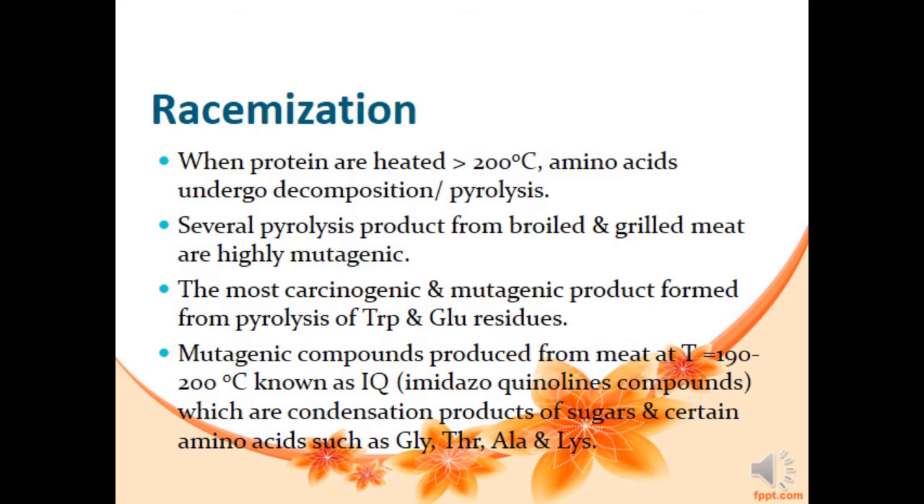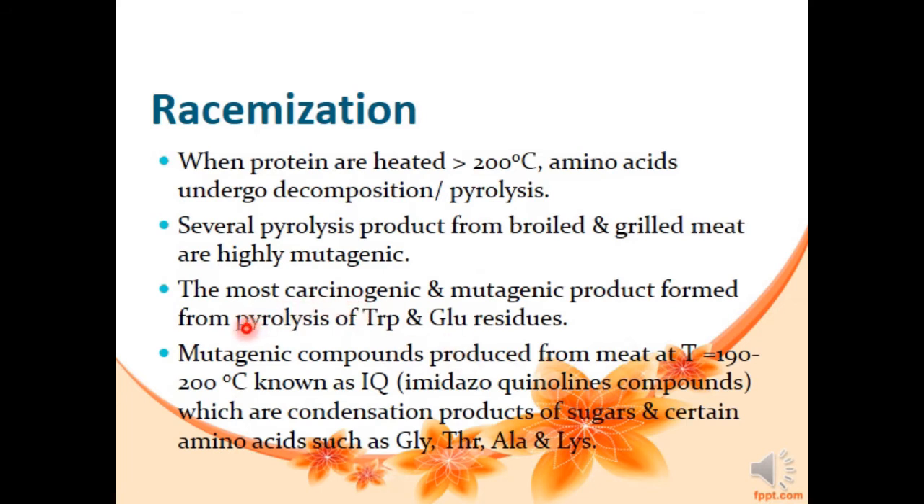So going back to the processes of racemization. Racemization will occur if the protein containing products are heated, meaning they undergo processes like baking, grilling, broiling at more than 200 degrees Celsius, which leads to the decomposition, the pyrolysis, of the amino acids. And several pyrolysis products from this broiled or grilled meat are highly mutagenic.